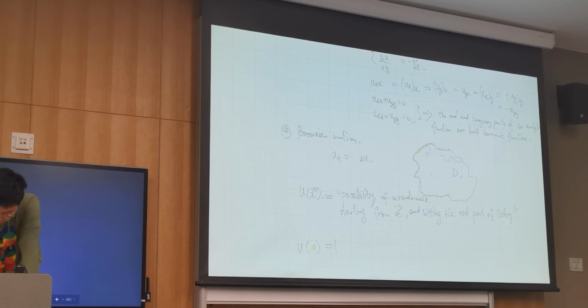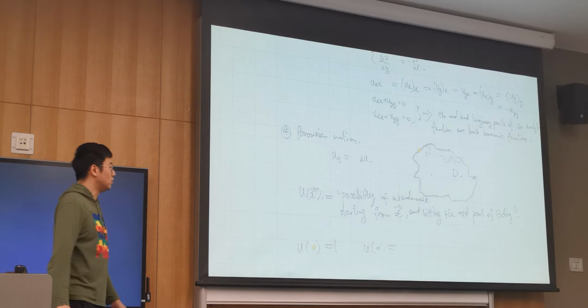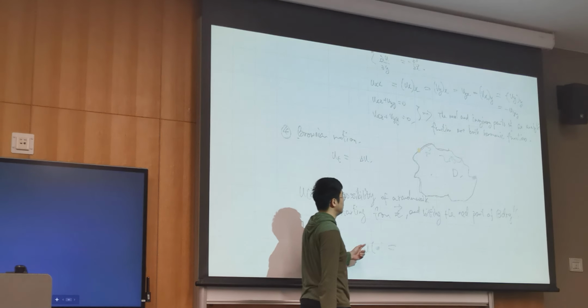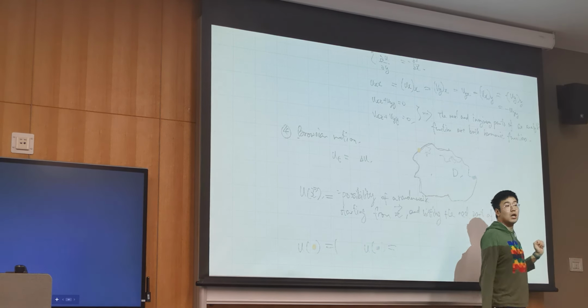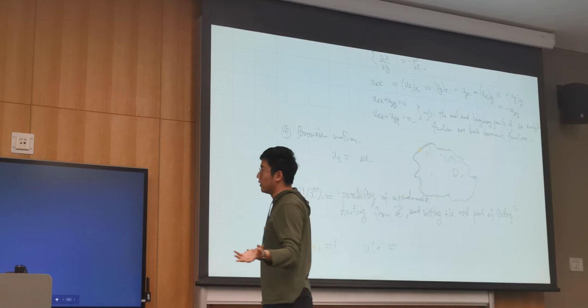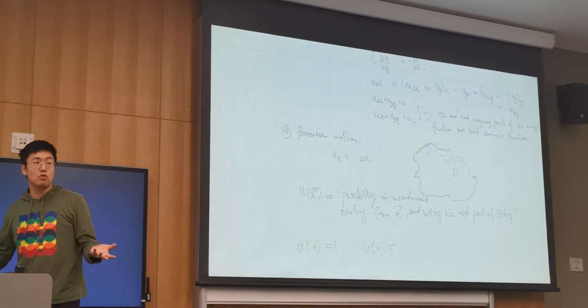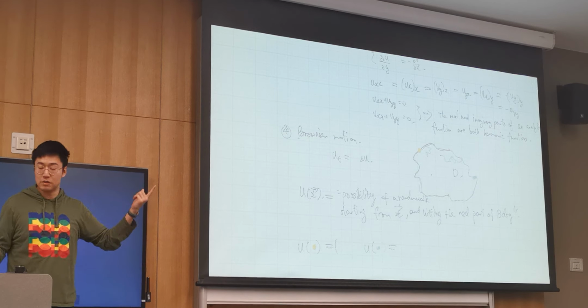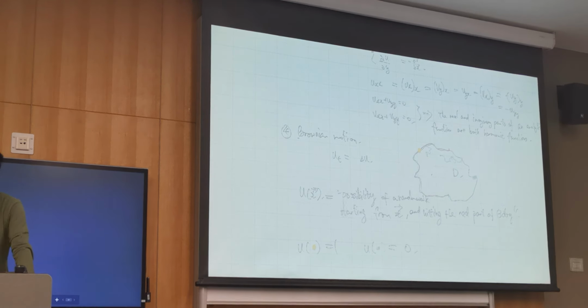Let me use another point. Let's say I'm starting from here. What is my u at the blue point? What is the function value if I'm starting from here? 0. Why is it 0? Again, it starts from the boundary. It cannot go anywhere anymore. So there's no chance that it hits the red part. So that is 0. So that basically says that.